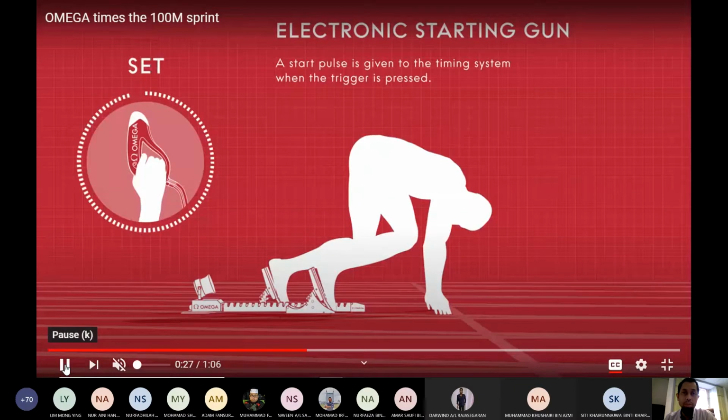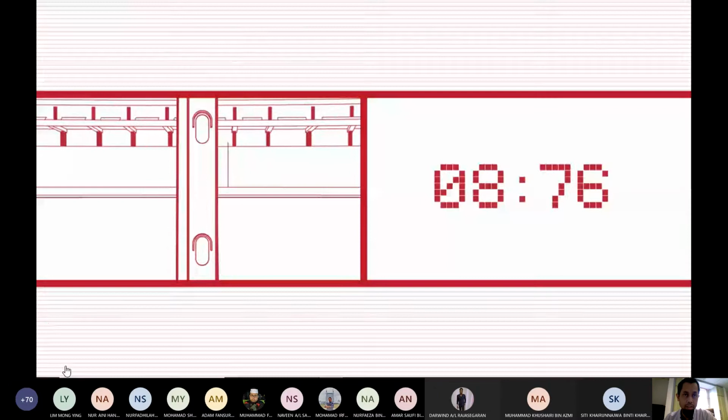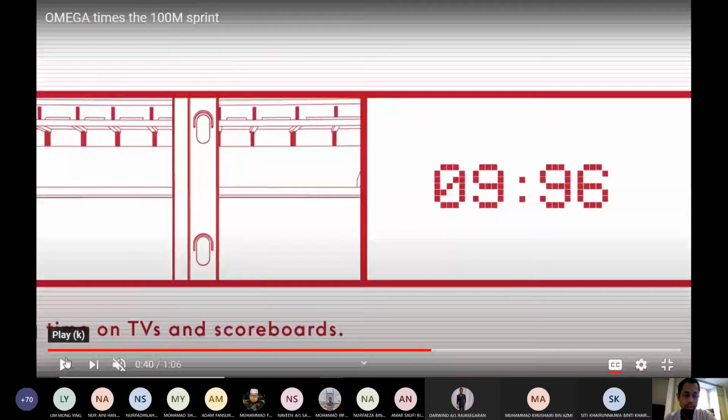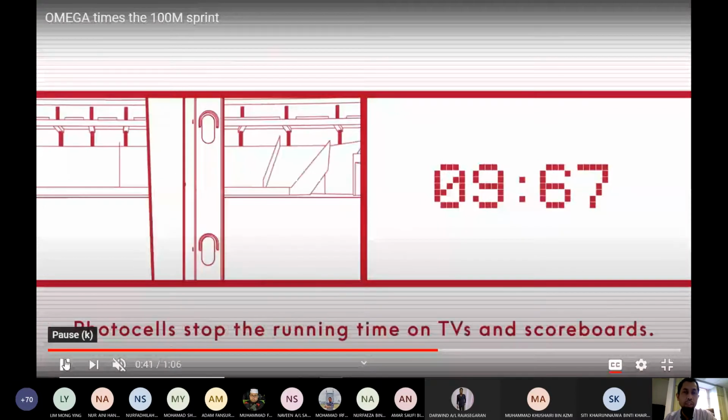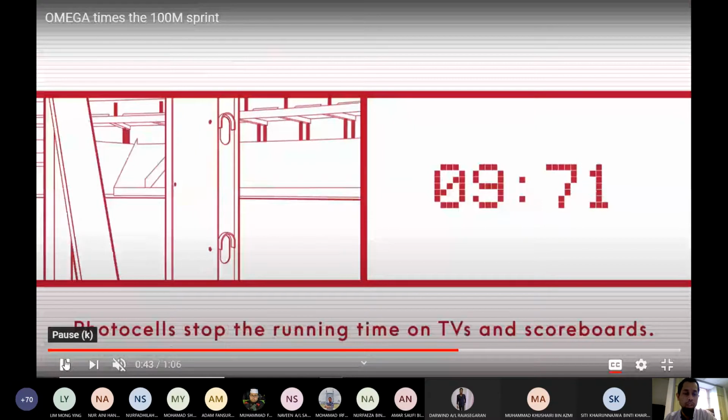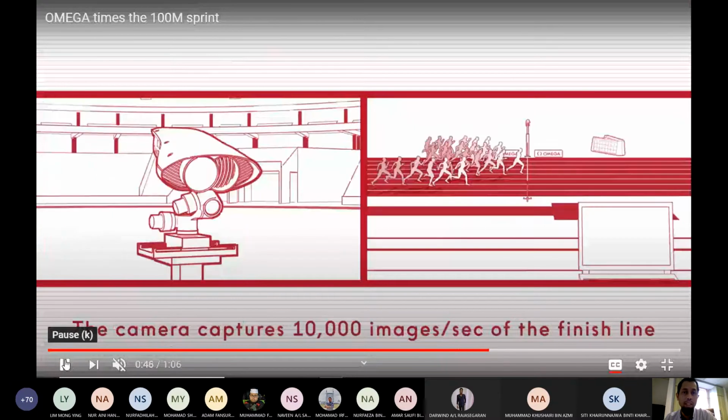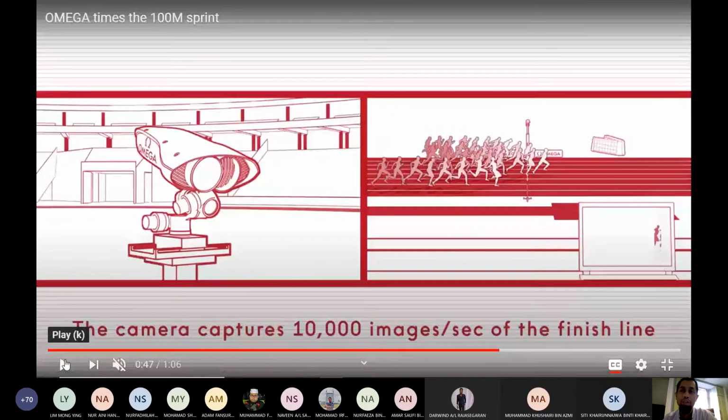After the runner completes the run, photo cells stop the running time on the TV and scoreboard, and you see here that the camera captures 10,000 images per second of the finish line.